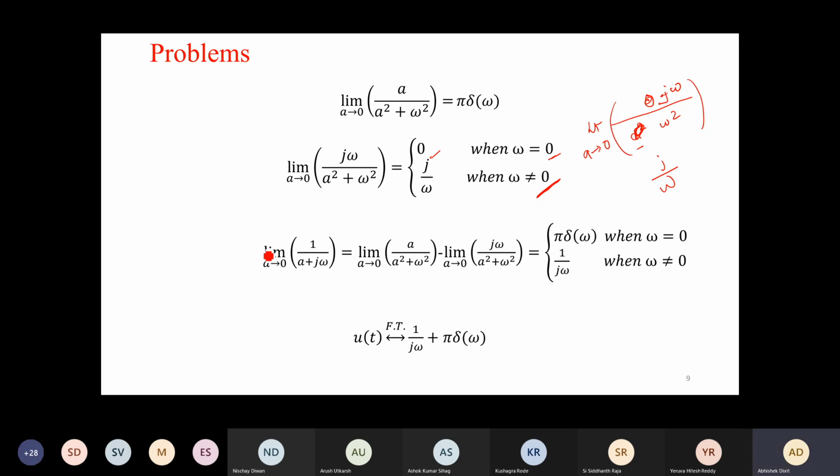So actually, I was looking to find out the limit of this function, which is this and this. So my answer is when omega is 0, it has to be pi delta omega. Right? Because this plus this is pi delta omega. And when omega is not 0, this does not have any contribution. So the answer is simply 1 upon j omega, right? Because of this minus, my j comes in the denominator.